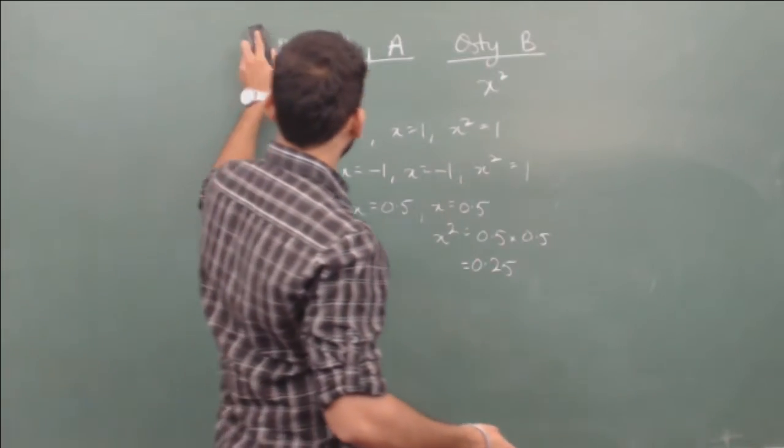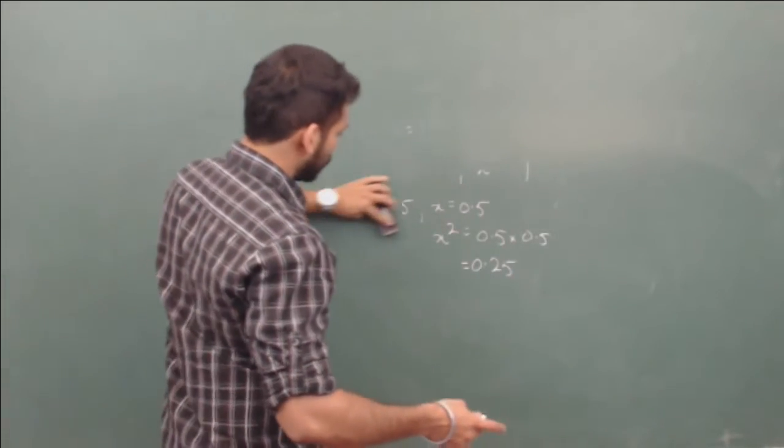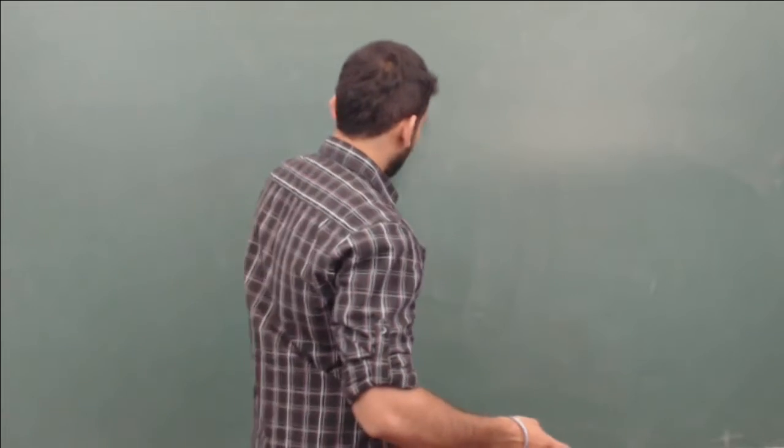So we come to the conclusion that we don't have enough information to answer this question. I'll take another simple example to demonstrate what kind of questions you can expect on the GRE.